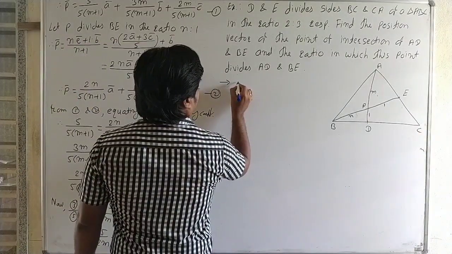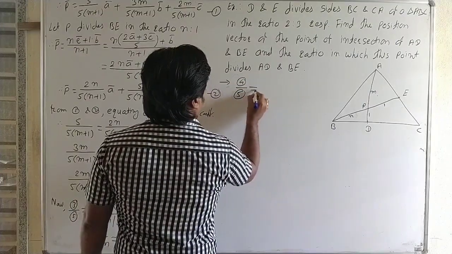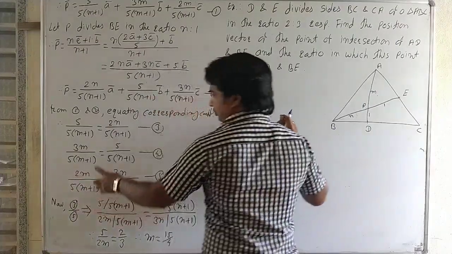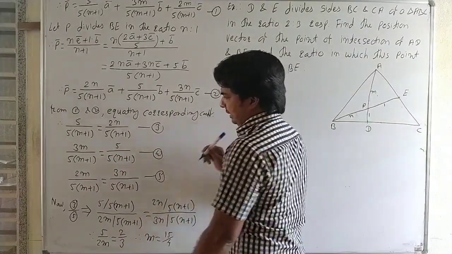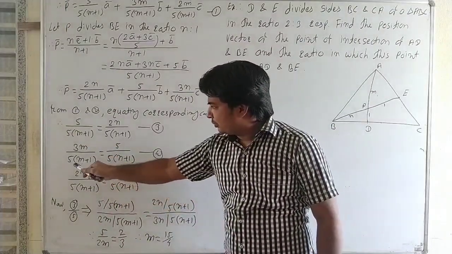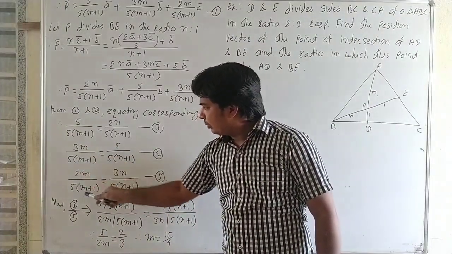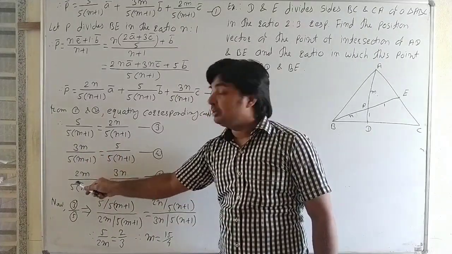Therefore, equation number 4 divided by equation 5. We can directly write, see carefully, 4 divided by 5. It is 5m plus 1, 5m plus 1 cancel, 3m, 2m, the m cancel. Here we get 3 by 2.